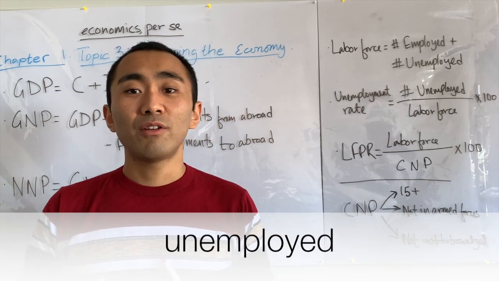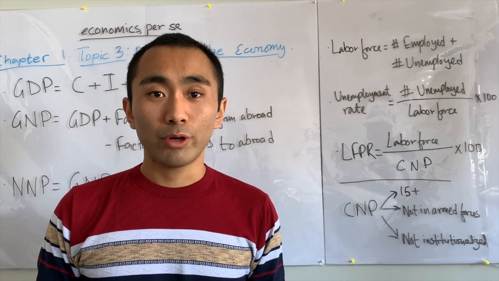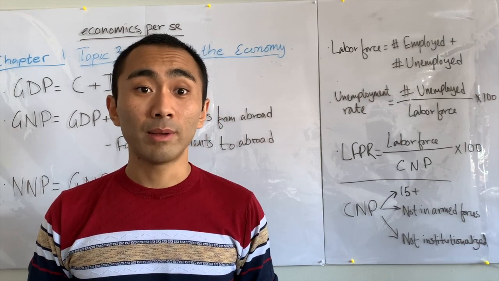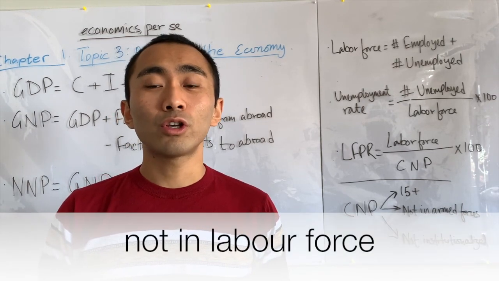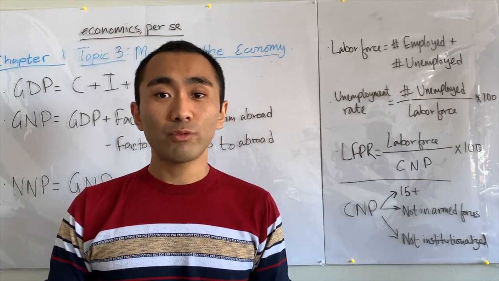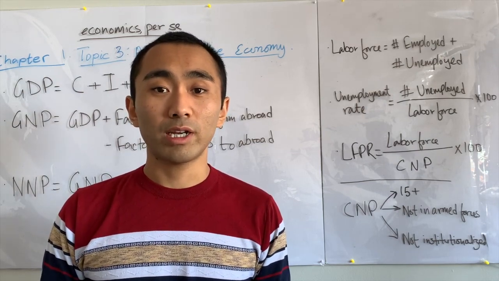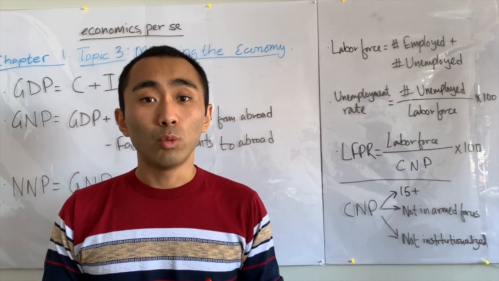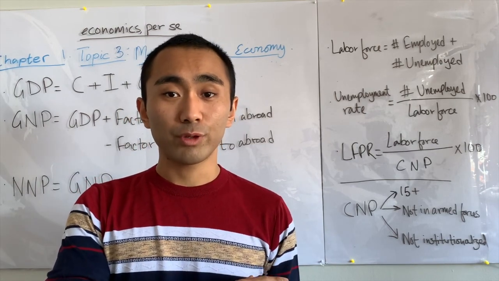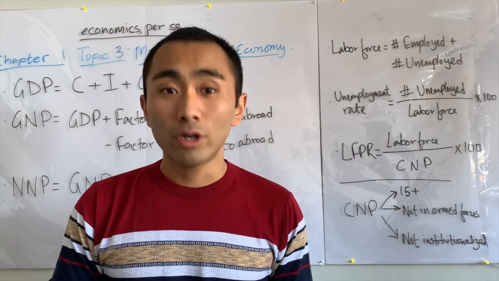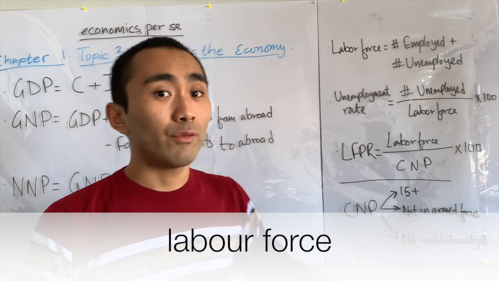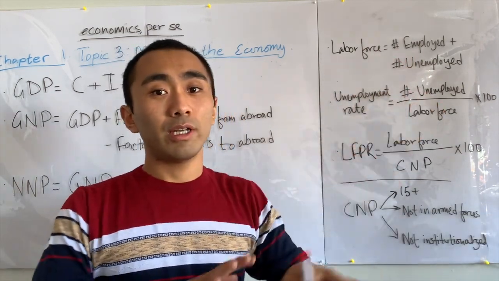Unemployed includes people 15 and above who were not employed, were available for work, and sought employment during the past 4 weeks. Now, not in the labor force includes full-time students, husbands or wives, or retirees. These don't fit into both employed and unemployed categories. A person who wants a job but has given up looking for a job in the past 4 weeks before the survey is also considered not in the labor force.